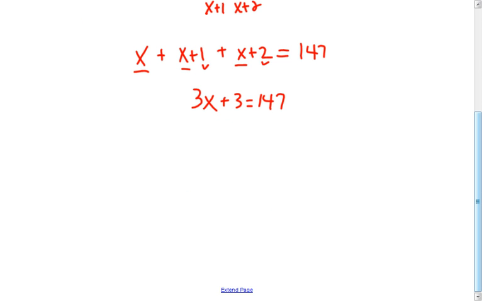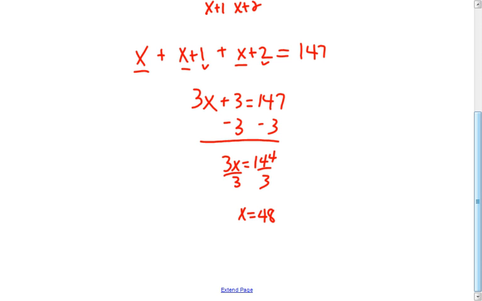Okay, subtract 3, and I'll get 3x equals 144. Divide by 3, and x equals 48. A lot of people want to stop right there, but please make sure you go back and read the question.